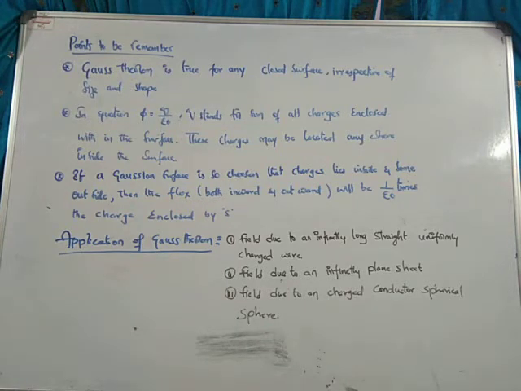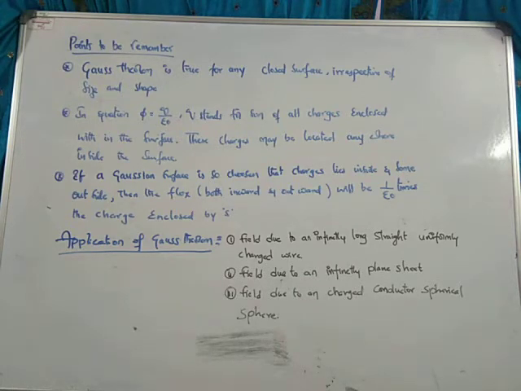And second point, in the equation phi is equal to Q by epsilon naught, where Q stands for the sum of all charges enclosed within the surface. Wherever the charges may be, we have to add all the terms so that we get the Q value, that's the net value.